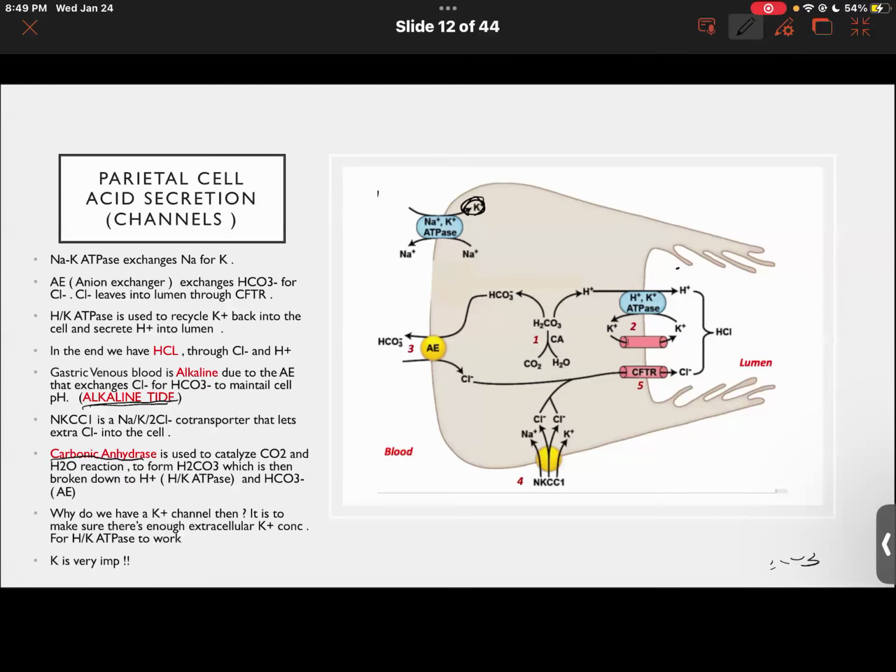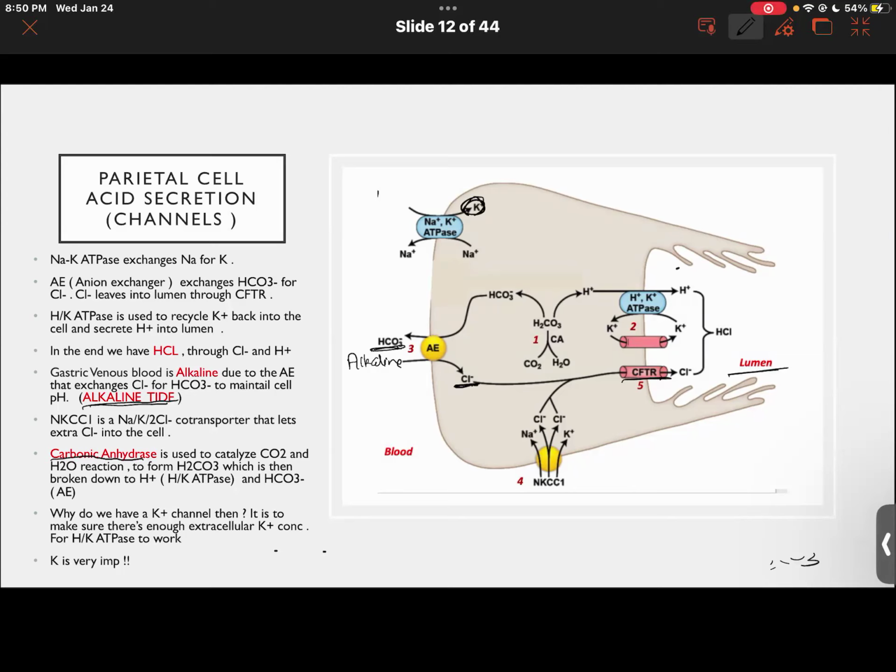So we have this sodium potassium ATPase. Potassium comes into the cell, sodium goes out. We have an anion exchanger. Hydrogen carbonate is going outside and chlorine is coming inside. Because hydrogen carbonate is going outside, we have alkaline tide in the venous blood, because HCO3 minus is alkaline. The chlorine exits through the CFTR, which is a chlorine channel, and enters the lumen.